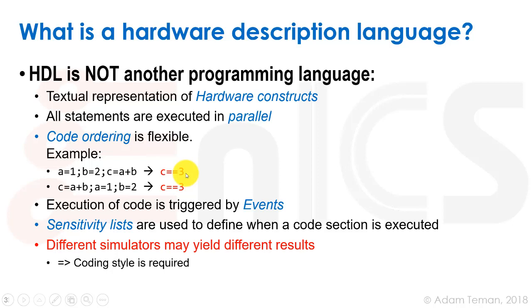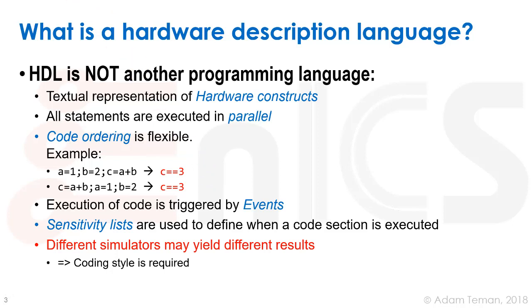The same thing happens in Verilog, but the interesting thing is that we can put this c equals a plus b first, then write a equals 1, and then write b equals 2, and we'll see exactly how to do that in the rest of the lecture. But in this case, c also equals 3, because a equals 1 and b equals 2 are happening in parallel to c equals a plus b. We'll try to understand that later on better.